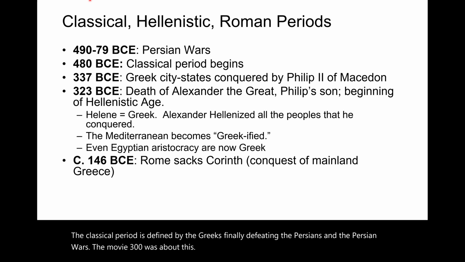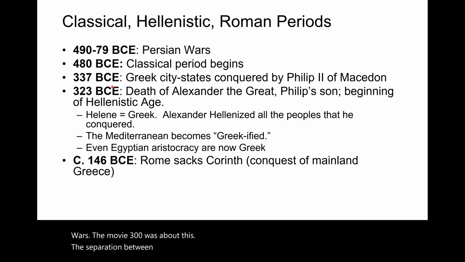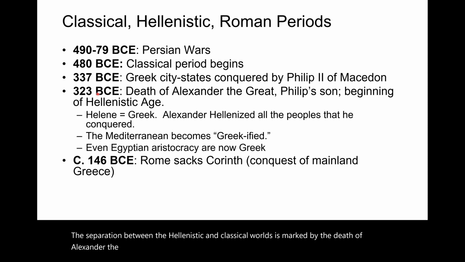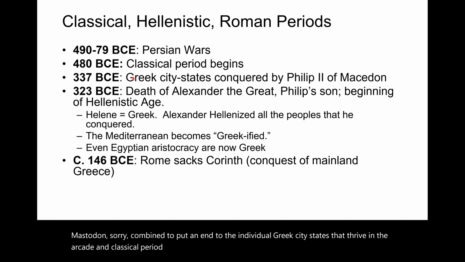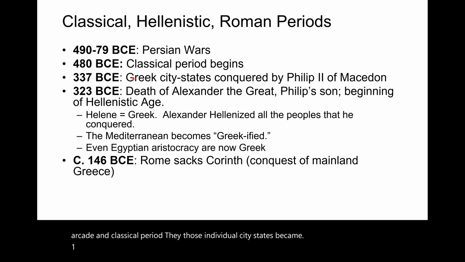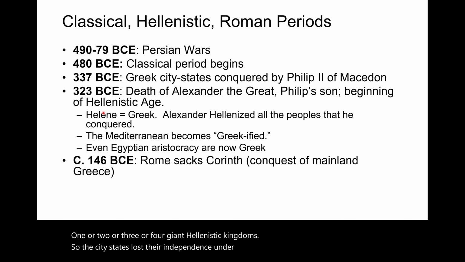The separation between the Hellenistic and classical worlds is marked by the death of Alexander the Great. Alexander the Great and his father Philip II of Macedon combined to put an end to the individual Greek city-states that thrived in the Archaic and Classical period. Those individual city-states became one or two or three or four giant Hellenistic kingdoms. So the city-states lost their independence under Philip and Alexander.